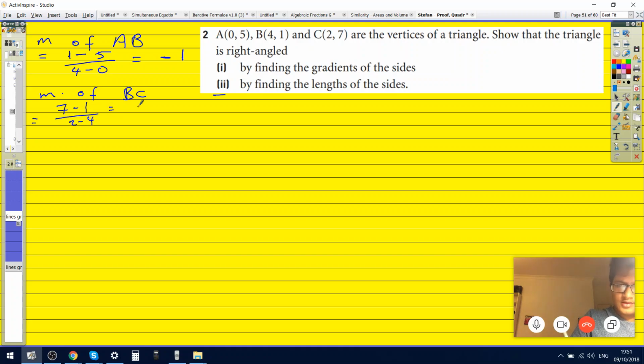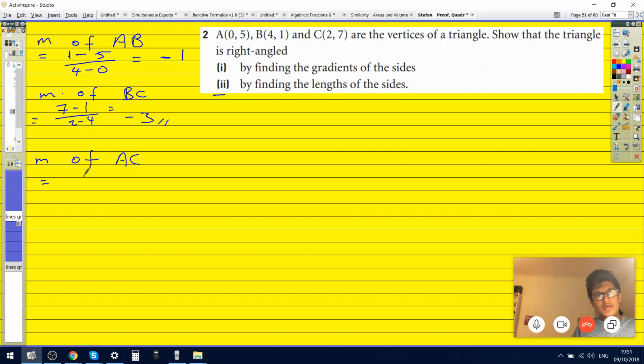CA, change in y over change in x, which is 2 minus 0, which is, I think that's 1, right? So CA is 1. Okay.